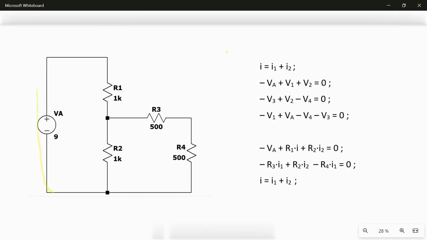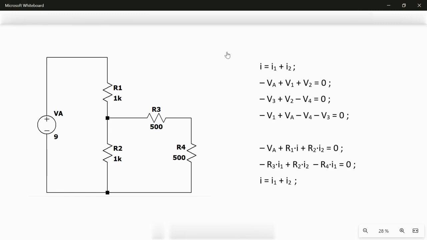One mesh is this one, another one is this one, and the third one is the big one, this thing here. This is just because of the definition of mesh. A mesh is a closed circuit, so I can start from one point and I come back to the same point by following the circuit.